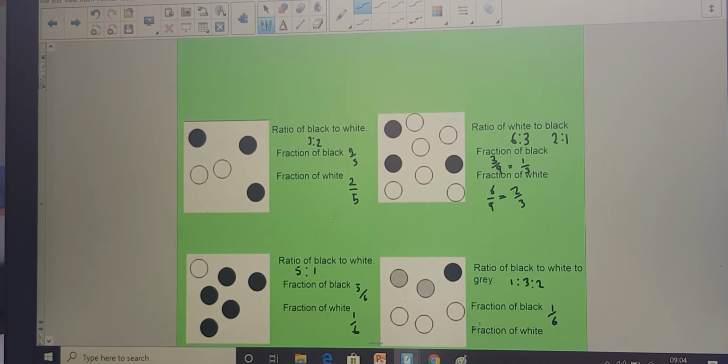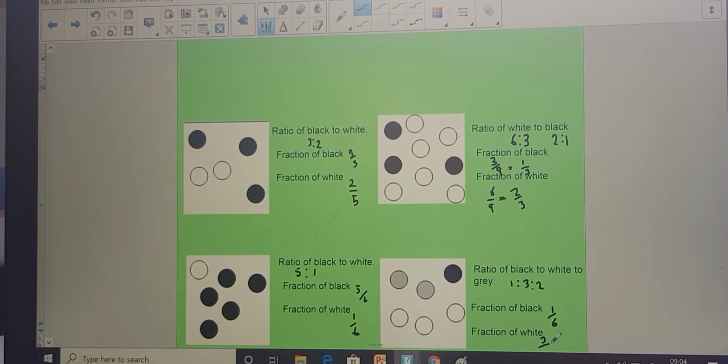The fraction of white is 3/6. This can be simplified to 1/2.